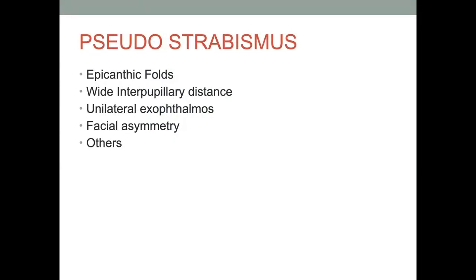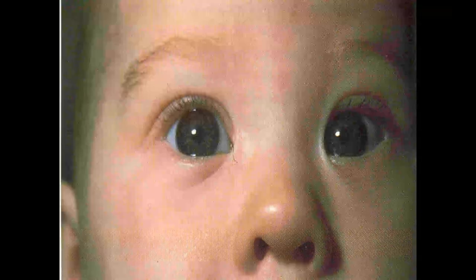Sometimes you'll think a child has a strabismus, but they don't. And this is called a pseudostrabismus. Some of the reasons are that they may have a fold of tissue along the medial canthus, which we call an epicanthic fold. The interpupillary distance may be wide. It could be that one eye is bulging forward, an exophthalmos, or they could have facial asymmetry.